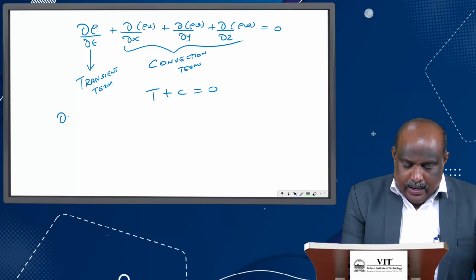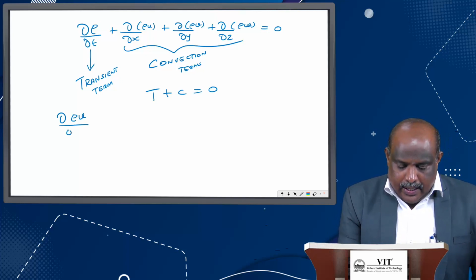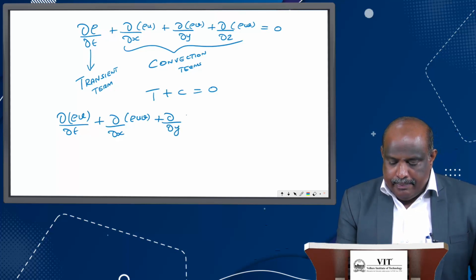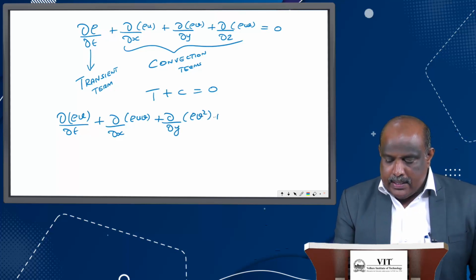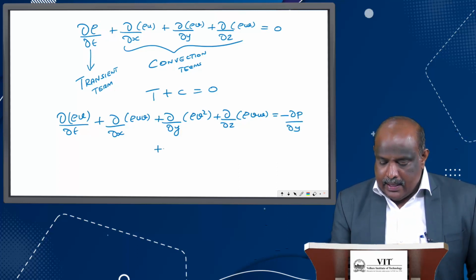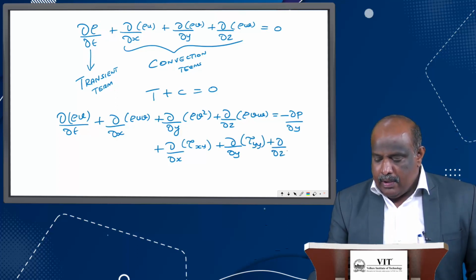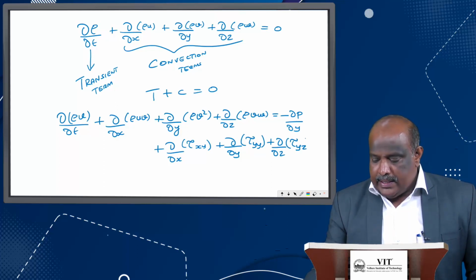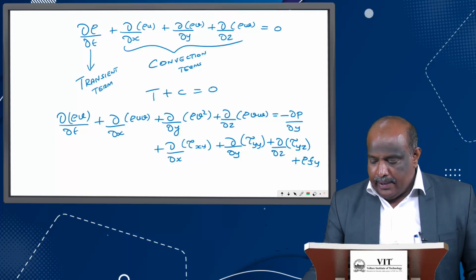So the V momentum equation will be ∂(ρv)/∂t, so this is a transient term, plus ∂/∂x of ρuv plus ∂/∂y of ρv² plus ∂/∂z of ρvw is equal to minus ∂p/∂y plus ∂/∂x of τxy plus ∂/∂y of τyy plus ∂/∂z of τyz plus ρ into fy.